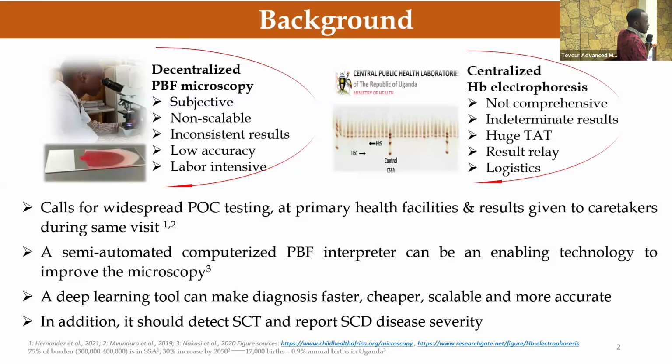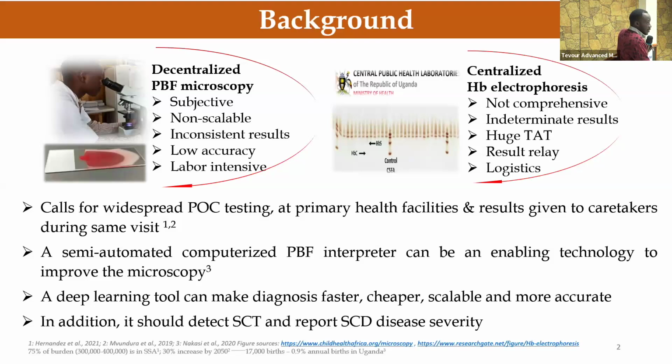It was subjective because the person has to look through and then judge whether this cell is this shape, this cell is the other shape. It was non-scalable, in that it was a lot of work for one person to do. Inconsistent results. We find some hematologist is saying this, another hematologist is saying something else. Maybe I'm seeing 10 sickled cells, the other one is saying I'm seeing 5, stuff like that. So it would lead to low accuracy and then it was labor intensive.